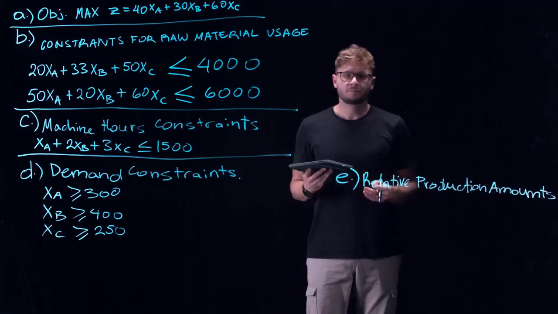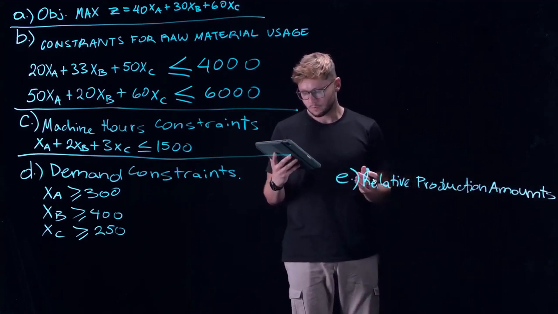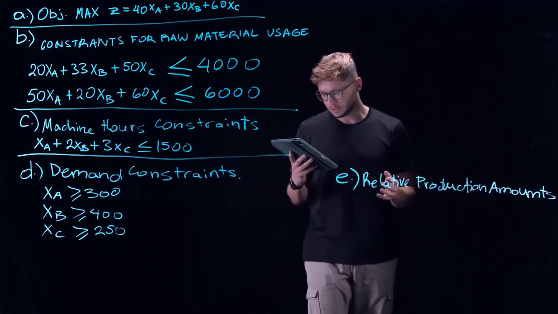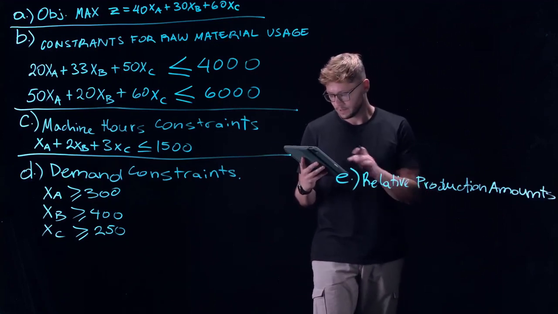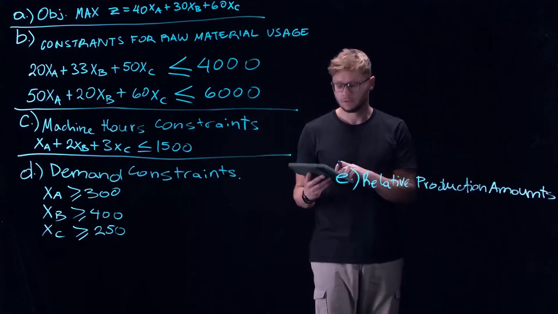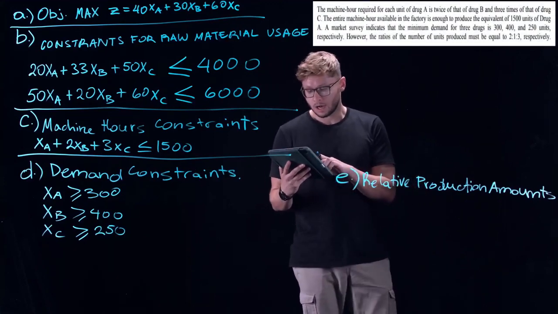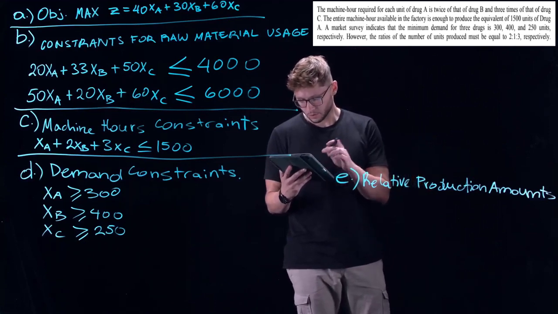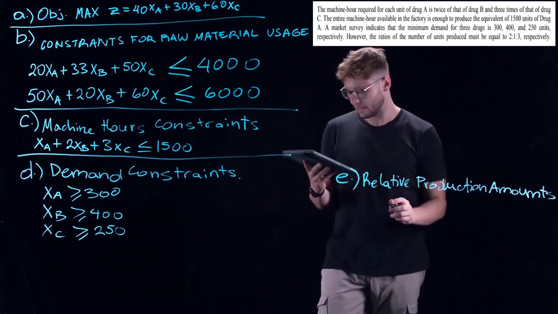Constraints on relative production amounts can be defined as three separate inequalities, and we can just use the ratios given in the problem directly as coefficients in front of each of the decision variables, xa, xb, and xc. We were given in the question that the relative production amounts for drugs A, B, and C are respectively 2 to 1 to 3. So those are our coefficients in front of the decision variables xa, xb, and xc.